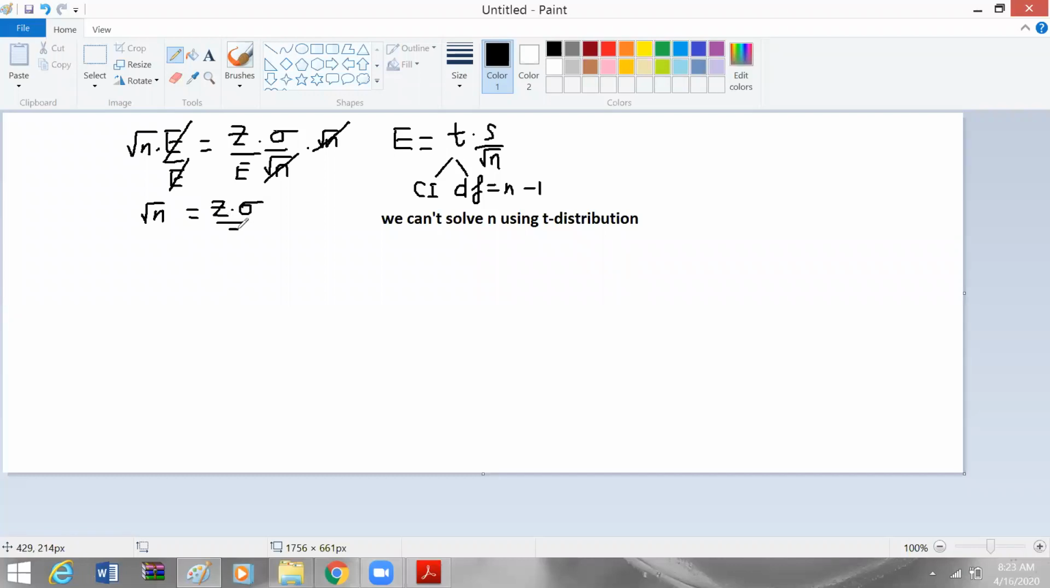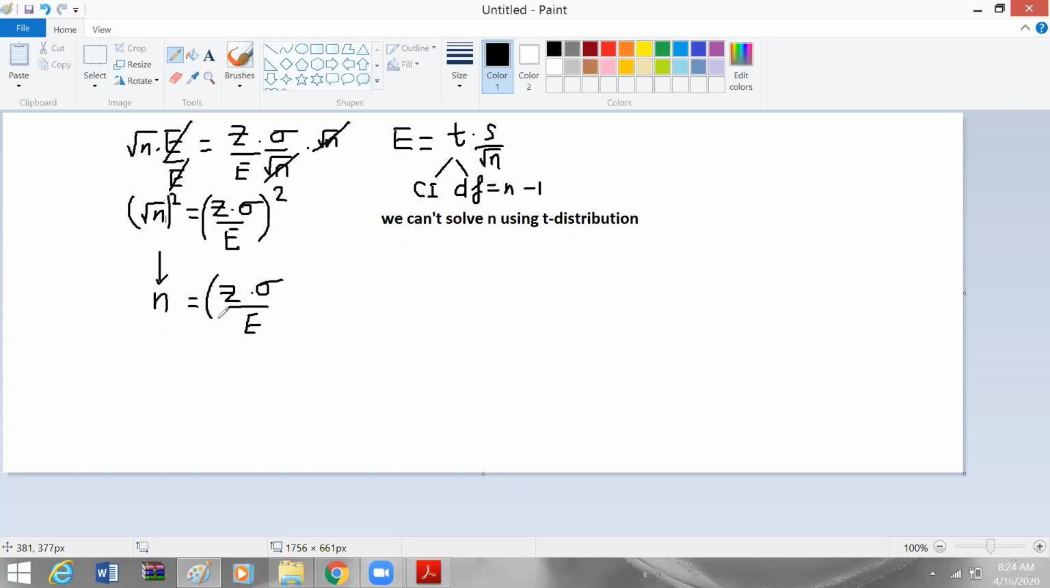Finally, we're going to square both sides in order to get rid of the radical. I believe this is what we learned from MTH. But if you don't know it, that's perfectly okay because we need the formula to solve the problem. So we take the square, and finally we come up with n, which in this case is equal to z times sigma over e, squared.